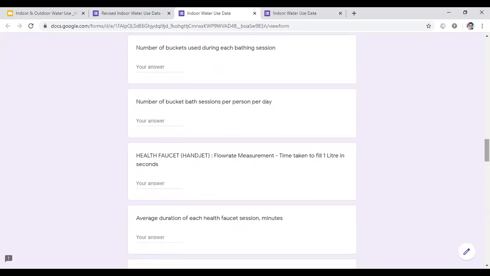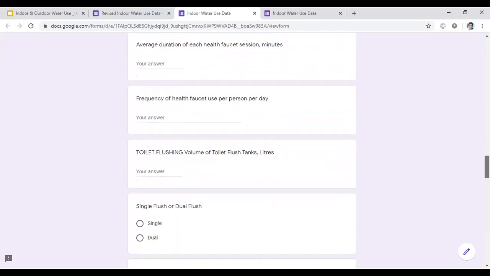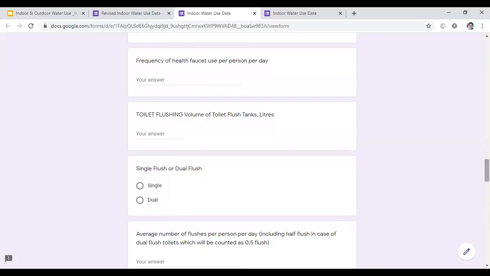Now you come to the toilet area, you start with the hand jet. In the hand jet, again, you measure the flow rate by filling a 1 liter bottle, write down the number of seconds, ask them the duration and frequency, and then we come to the toilet flushing. For toilet flushing, as I said, we observe the volume of the flush tank. Is it a 6 liter tank? Is it 8 liter? Is it 12 liter? So they look different. We will show you pictures later on to show how, by looking at the model, you can tell. You can even take a picture and post it, so that if you don't know how many liters, that picture will allow us to know how much volume it is.